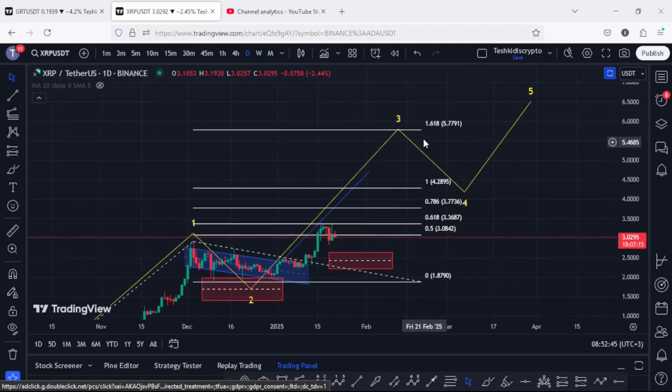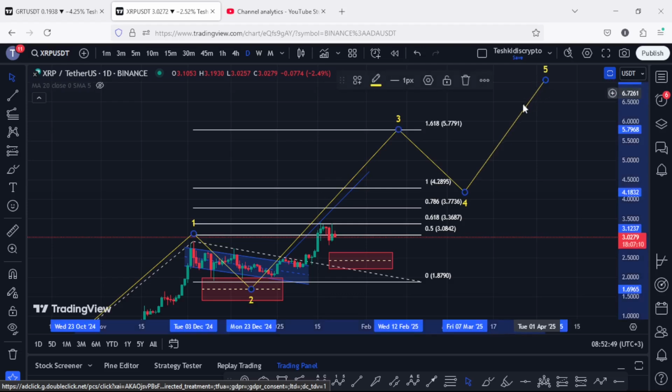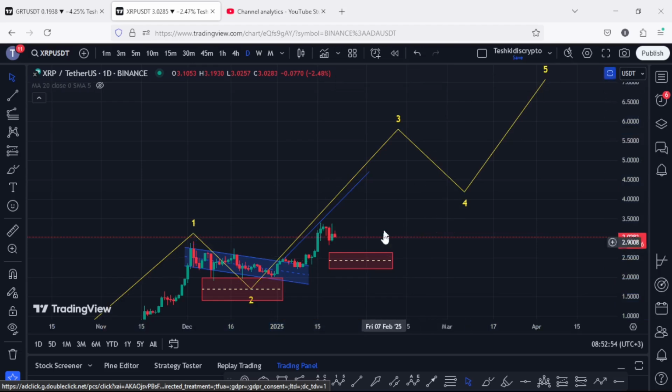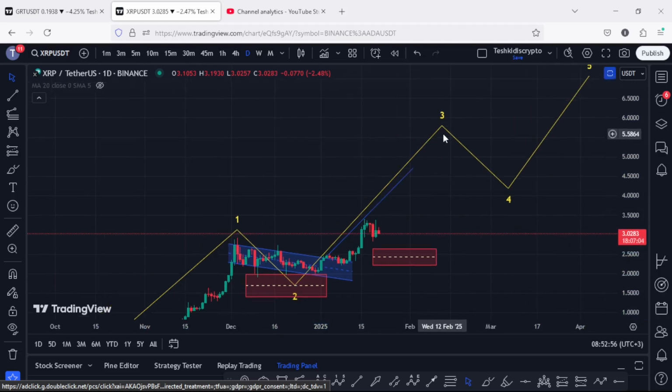Then from that point we can expect a pullback in a wave 4 and then continue pushing higher in the formation of these additive count 5. We also need to have in mind that in the formation of this wave 3, which is an impulsive movement, we also need to see a 5 wave structure playing out within the formation of that wave 3.